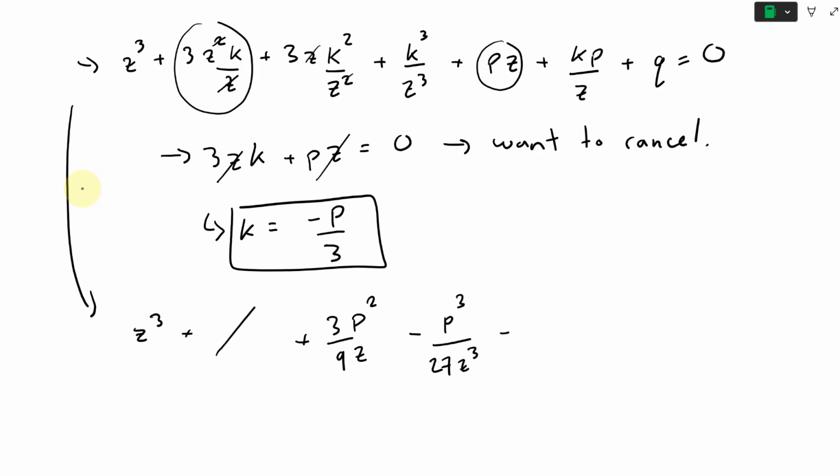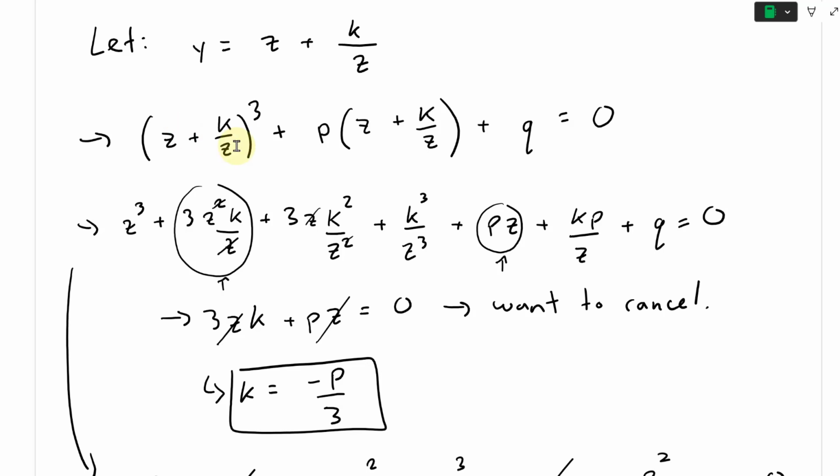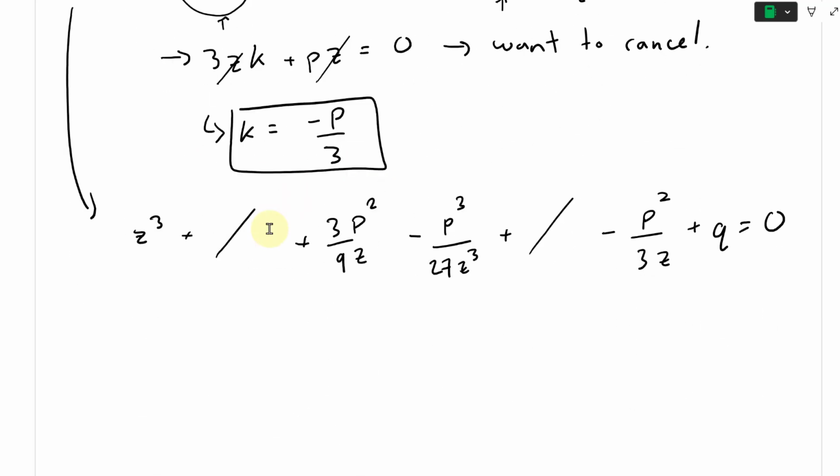Like that, and then plus pz, or the pz's gone. So pz is canceled. So that's this one, and this one's canceled. I'll just remove those. And then plus, this is going to be kp. So it's going to be minus p squared, because it's p times p, and then divided by 3, and then z plus q equals 0. So we did that instead of putting it in and multiplying it out again, putting this in and expanding it out. And so let's do it like that.